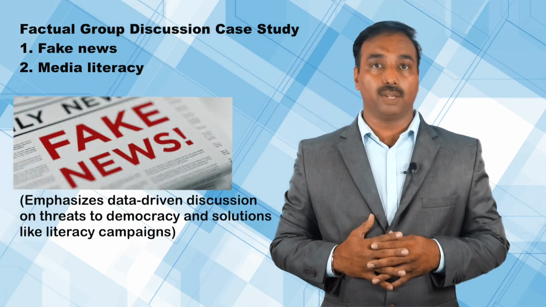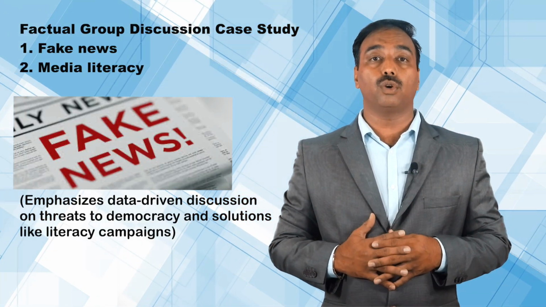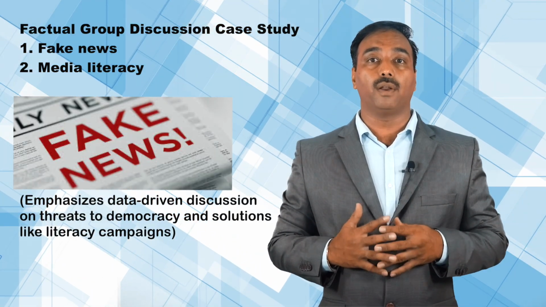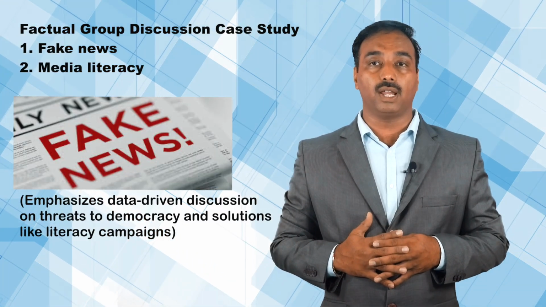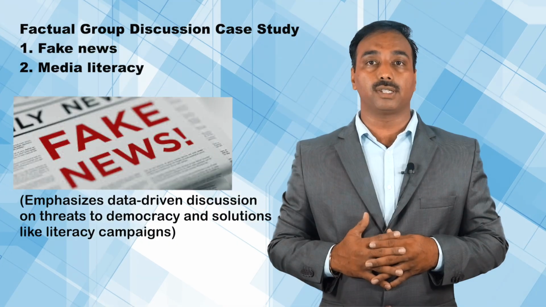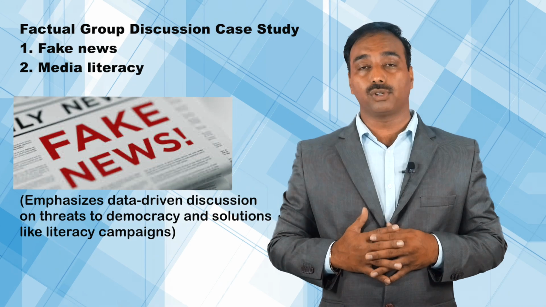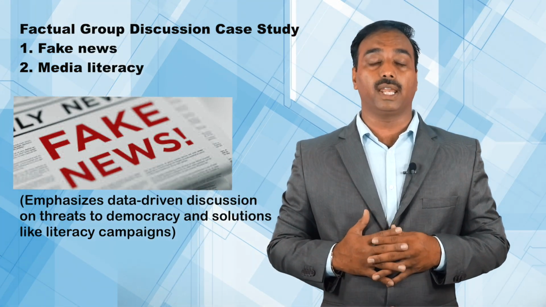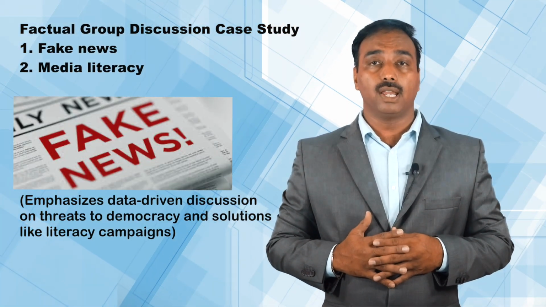Factual group discussion case study. At a journalism school placement, students were asked to discuss the topic fake news and its threat to democracy. Candidates debated with reference to recent political events, media manipulation, and regulatory gaps. One participant backed arguments with reports from Press Council of India and UNESCO, discussed ethical journalism, and suggested media literacy campaigns as a long-term solution. The evaluator appreciated the students' data-driven approach and thoughtful recommendations, selecting them for their factual depth and structured delivery.